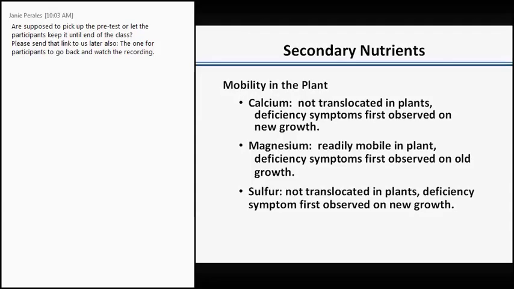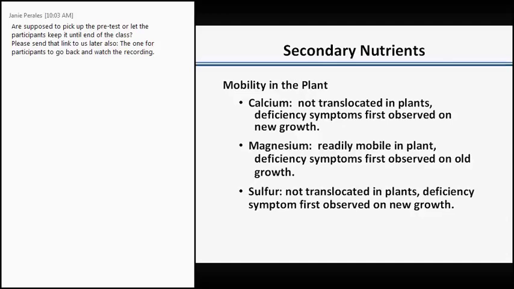Magnesium, on the other hand, is readily translocated within the plant, and so we see the deficiency symptoms first on the older growth. Now magnesium is also associated with the chlorophyll molecule, and so it relates to the greenness of our plants, very similar to nitrogen, but the deficiency symptoms are very different. And I'll show you a picture on a corn leaf here in just a little bit.